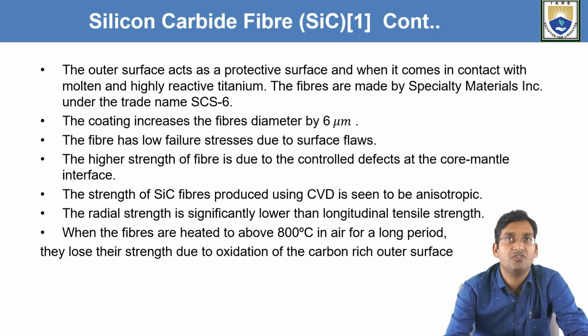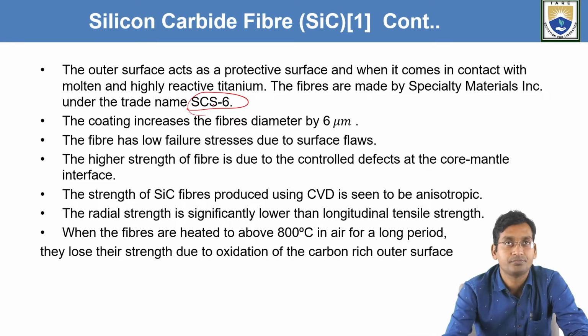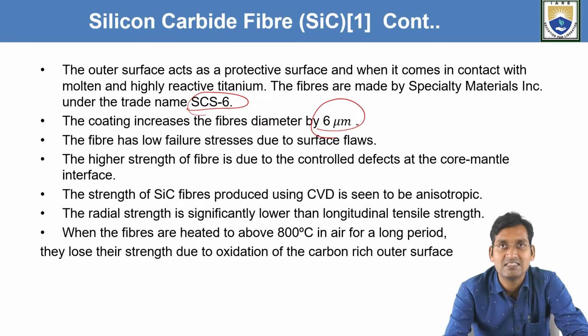Next, the outer surface acts as a protective surface when it comes in contact with molten and highly reactive titanium. The fibers are made by a specialty material under the trade name SCS, incorporated under the name SCS6. The coating increases the fiber diameter by 6 micrometers. So already we have seen that it is produced as the coating. So because of the coating, the diameter got increased by 6 micrometers.